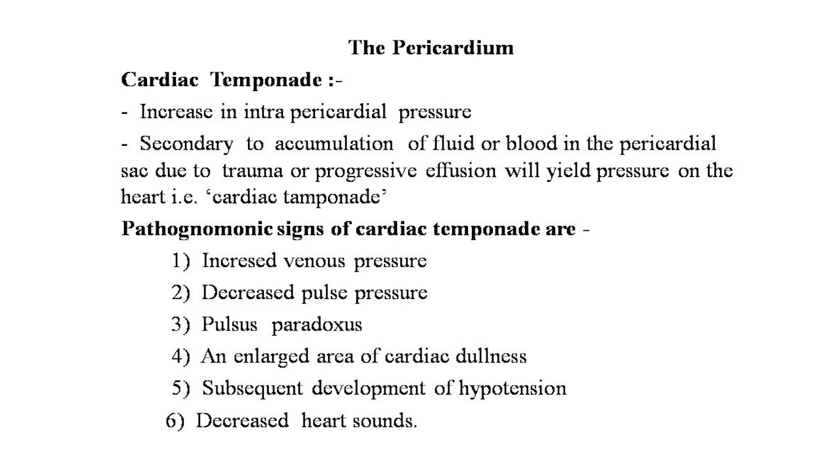The pathognomonic signs of cardiac tamponade are increased venous pressure, decreased pulse pressure, pulsus paradoxus, an enlarged area of cardiac dullness, subsequent development of hypotension, and decreased heart sounds. These are the pathognomonic signs of cardiac tamponade.